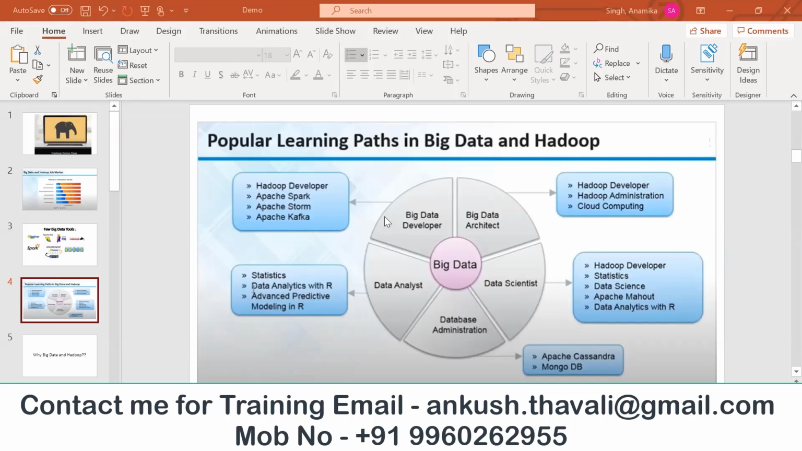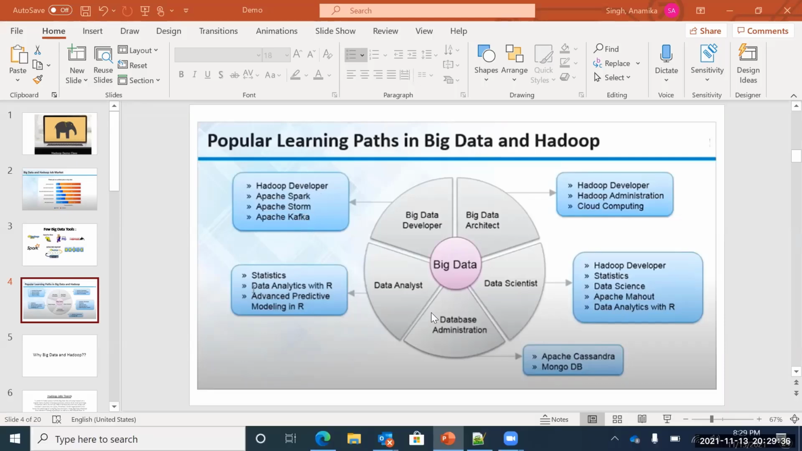I think we can go ahead, Anamika, right? Yeah. Okay. So we were discussing why we are learning this and what we can achieve. Here I have mentioned that we can go for development, with Apache Spark, Storm, Kafka, and a lot of other things. We can go as an analyst in analytics with R, that is a language, and advanced predictive data modeling.